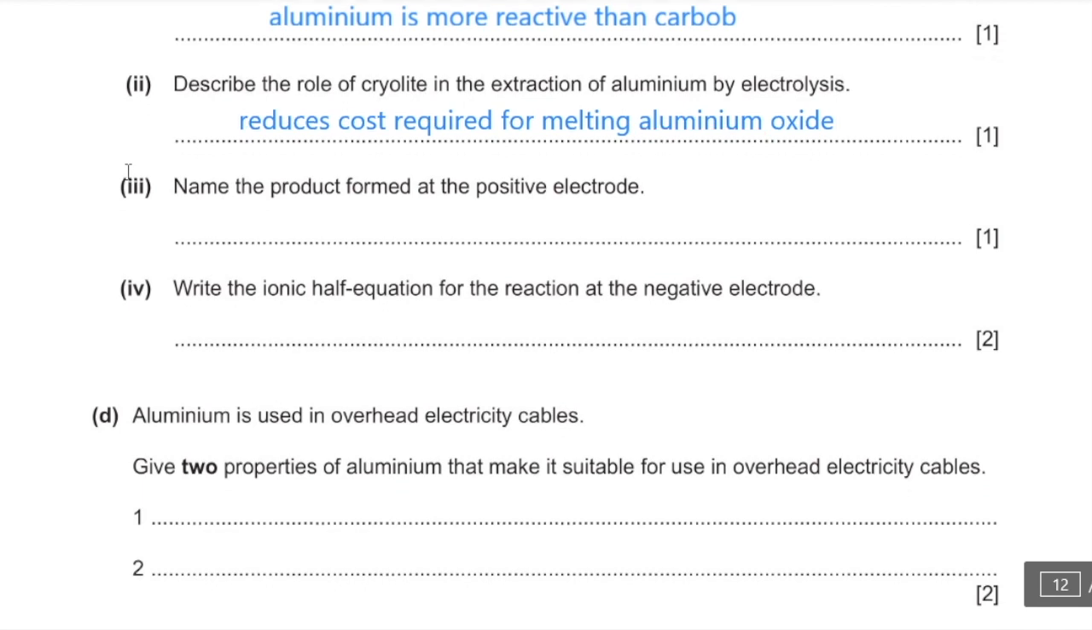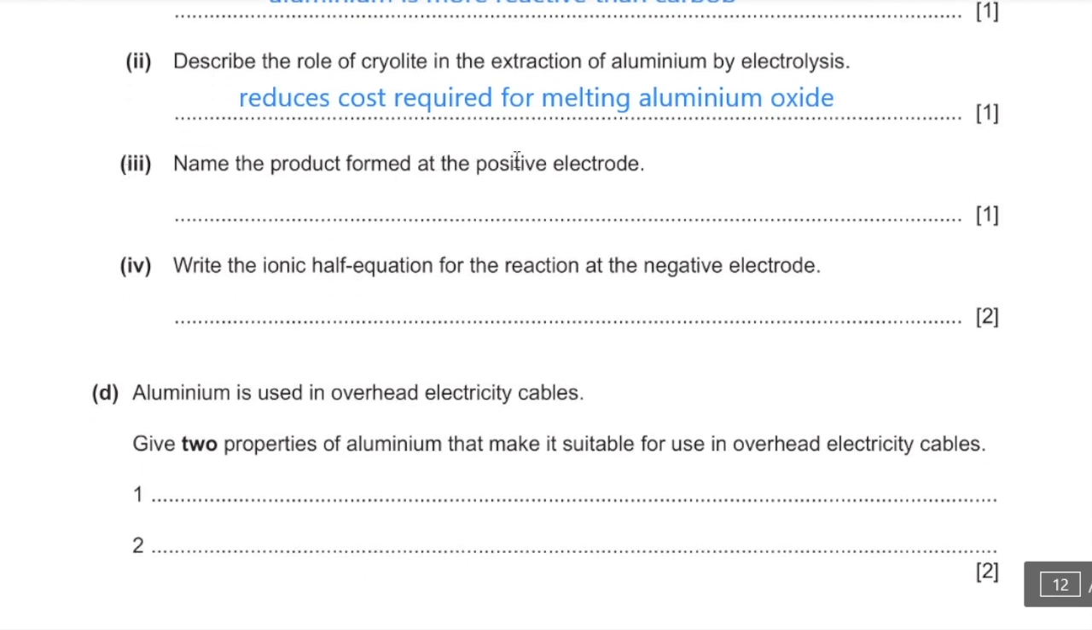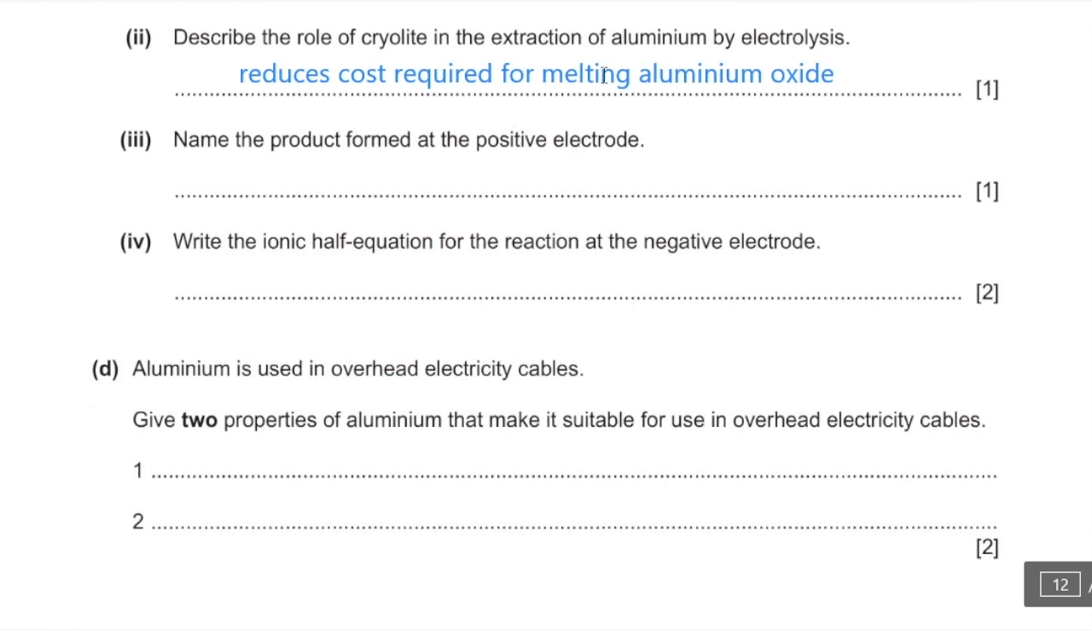Three, name the product formed at the positive electrode. So the positive electrode attracts negative ions, and since this is molten aluminum oxide, the only negative ion is the oxide ion, and it forms oxygen.